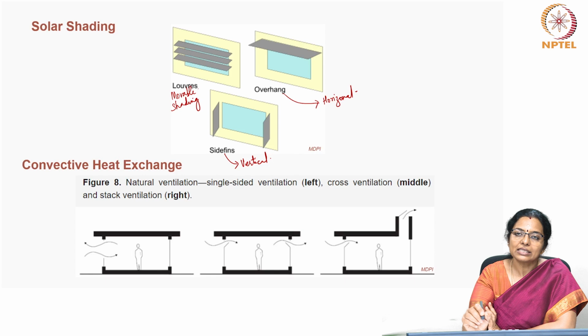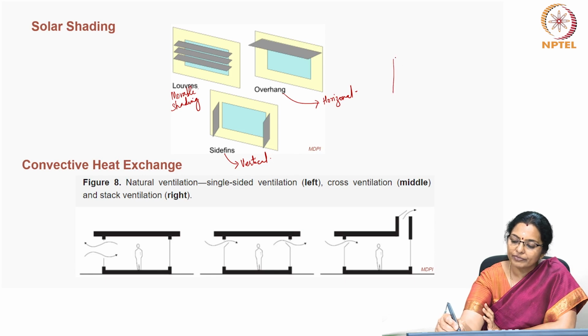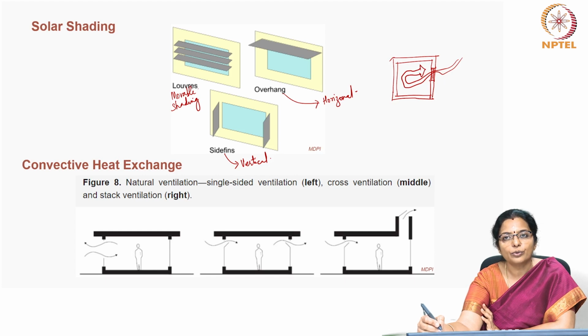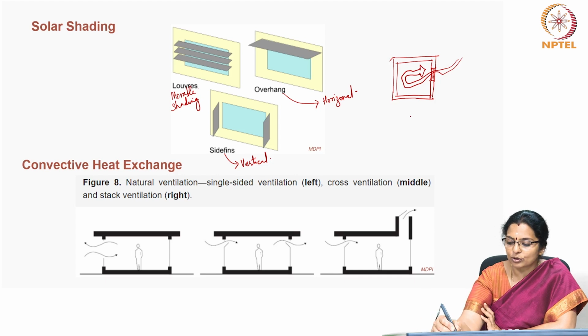Also, you can have single side ventilation, which is having opening on one side of the wall through which breeze can flow inside. This is single side ventilation. Or you can have cross ventilation. This involves airflow through openings on opposite sides of a building.